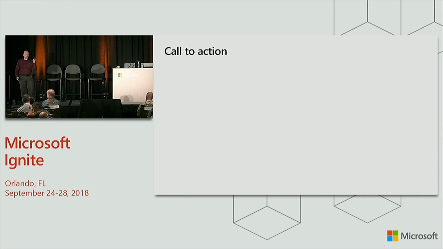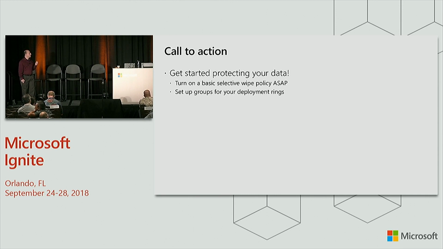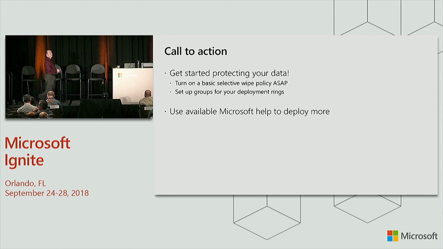All right, so we did who, we did why, we did what, we did how, now we're up to when. When you get home, I want you to be able to look at your auditor in the eye and say, yes, I took commercially reasonable efforts to protect my data, and I think it's worth the 2 minutes to get started. So get started protecting your data right away. Turn on a basic policy at least, then set up some groups, make your deployment rings, and start getting that data protected.